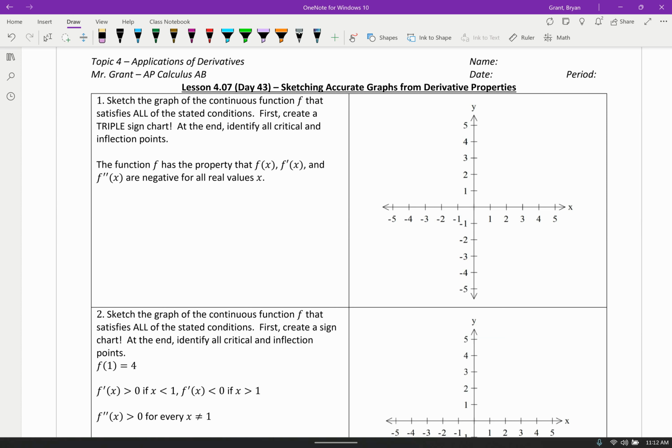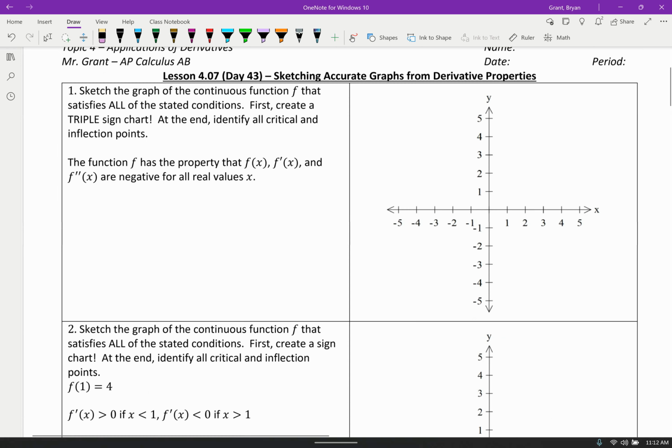Today's focus is sketching accurate graphs from derivative properties, which sounds pretty intense, but the long story, or maybe short story, hopefully, is that now that we know what f prime and f double prime tell us about f of x, we're going to use f prime and f double prime to sketch a more accurate f of x equation. And this lesson is going to culminate in a pretty intense question that is going to use all of your skills from the entire year, and it is going to be very exciting.